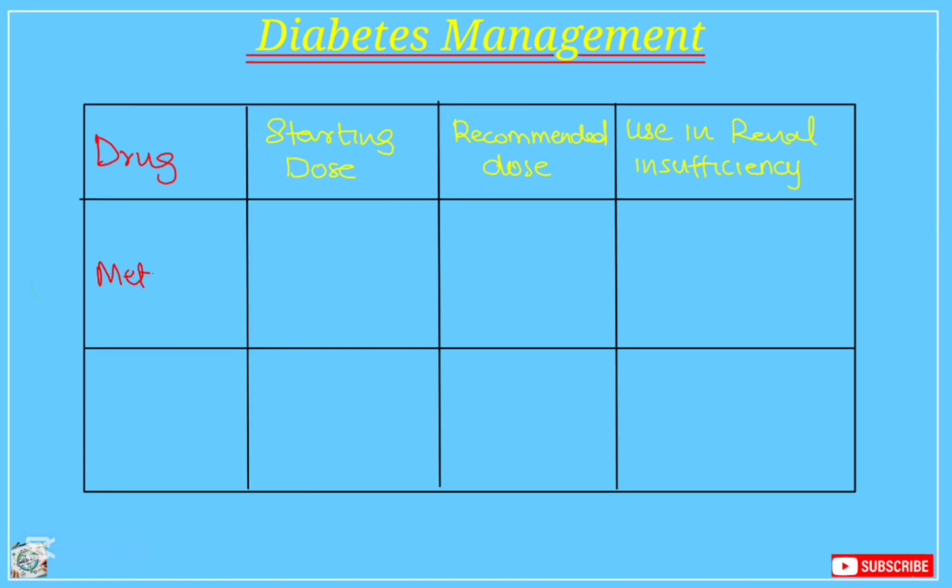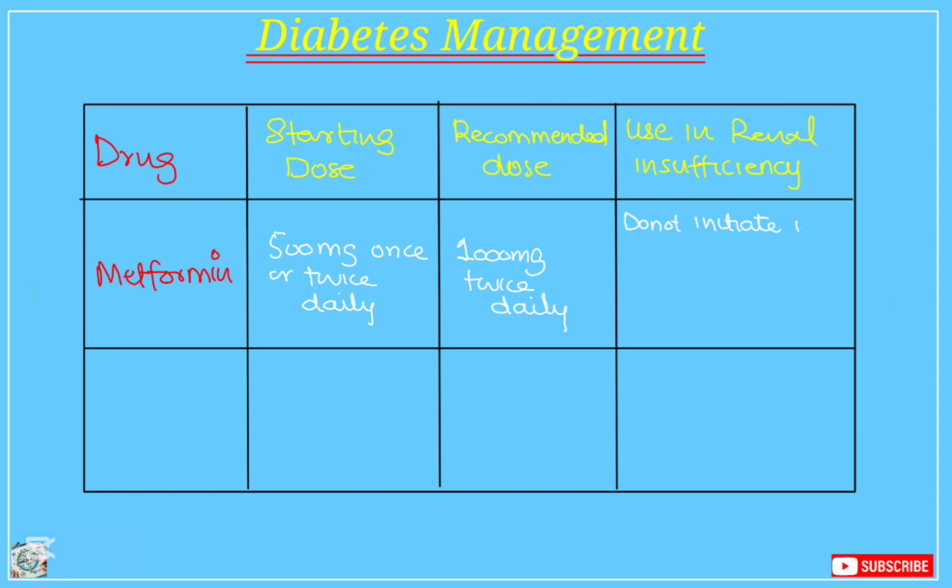Let's start with metformin, the go-to medication for most people with type 2 diabetes. It usually starts at 500 mg once or twice daily to help the body use insulin more effectively. The recommended dose is about 1000 mg twice daily for maximum effect. But here's the catch. Metformin isn't safe for everyone. If the kidney's function is compromised, things can get tricky. If the eGFR drops below 30, metformin is a no-go. But if it's between 30 and 40, starting metformin isn't recommended.